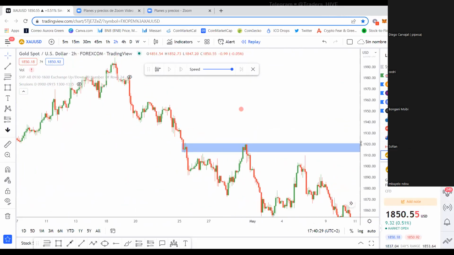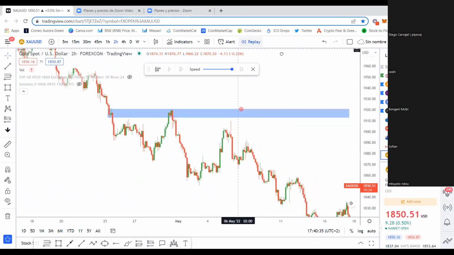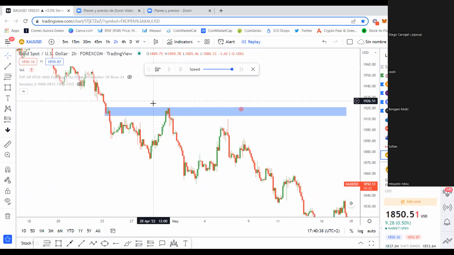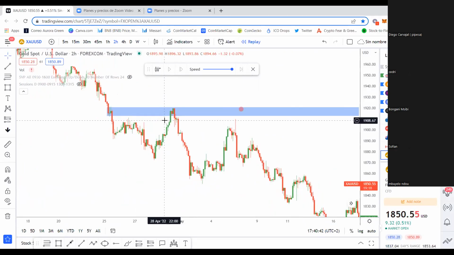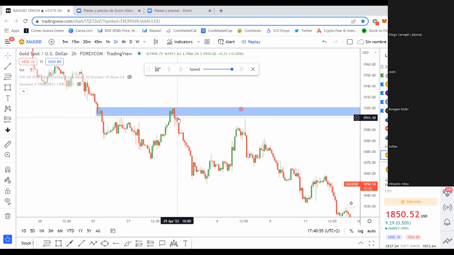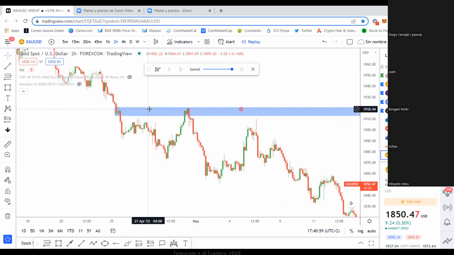Now, Victor asks, so why not wait for that third supply zone? What third supply zone? Sorry. This one up here. Because as I said, the way I like to identify a very fresh supply zone is by an indecision candle and a strong wick, and a strong candle after it. So let's say this is a very, very good looking supply area for me.